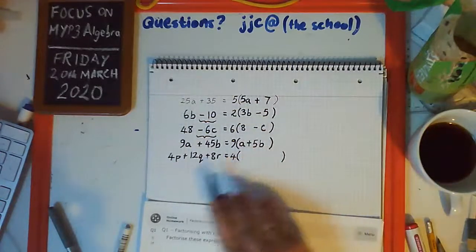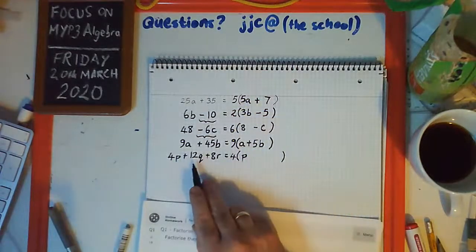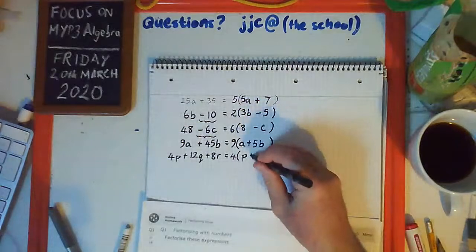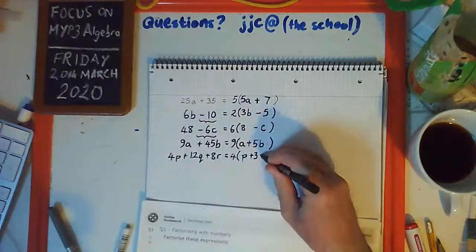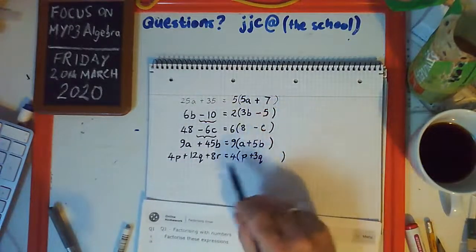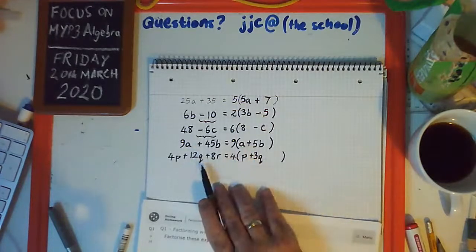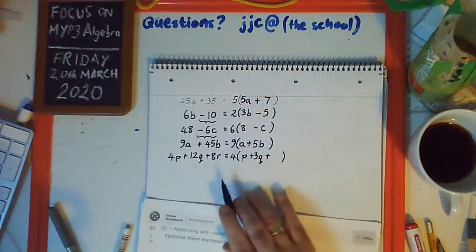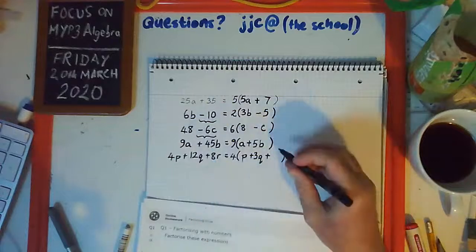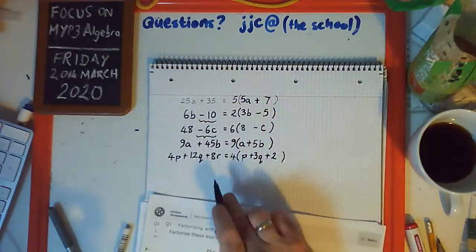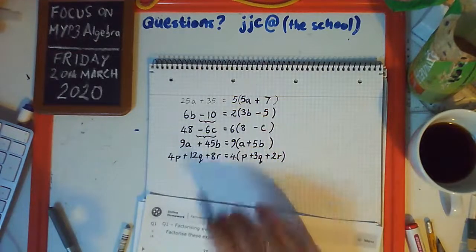So 4 times what will give me 4p. That's p. 4 times what will give me 12q. Well, I'm going to need a 3 there to give me the 12. So 4 times 3 is 12. And then I'm going to need a q there as well to give me 12q. So 4 times 3q will give me 12q. And then finally, 4 times what inside the bracket will give me 8r. So 4 times 2 will give me the 8. But I want 8r, so I'm going to have an r there. And 4 times 2r gives me 8r.